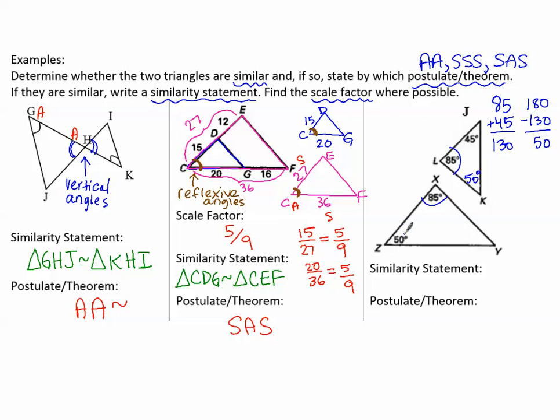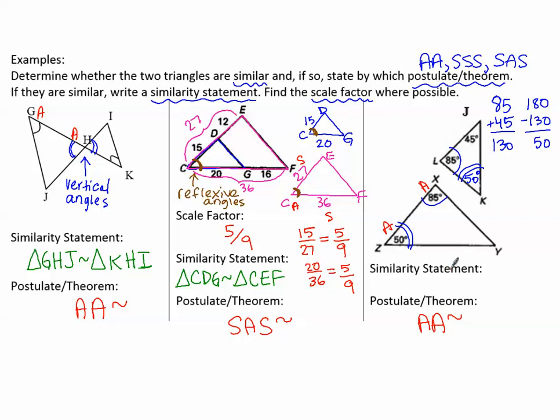Notice that in the other triangle, we have a 50-degree angle. So these angles are congruent, and I do have angle, angle, two pairs of congruent angles. So I'm using the angle-angle similarity. Oops, I just remembered back to SAS, I forgot the similarity symbol.